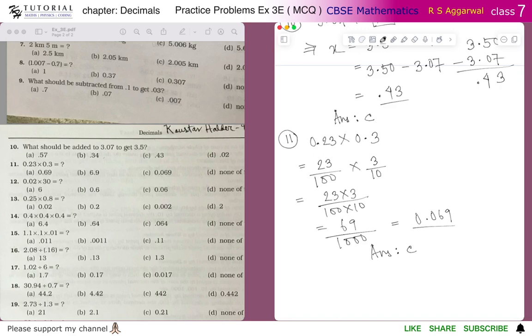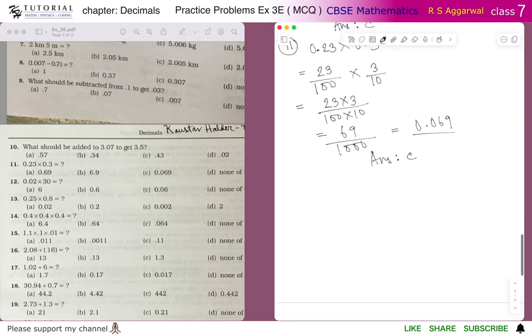I hope you understood how the decimal fraction 69 by 1000 is written in decimal form as 0.069. 69 can be written as 69.0. So when we divide 69.0 by 1000, we have to shift the decimal point 3 digits to the left. So that becomes 0.069.